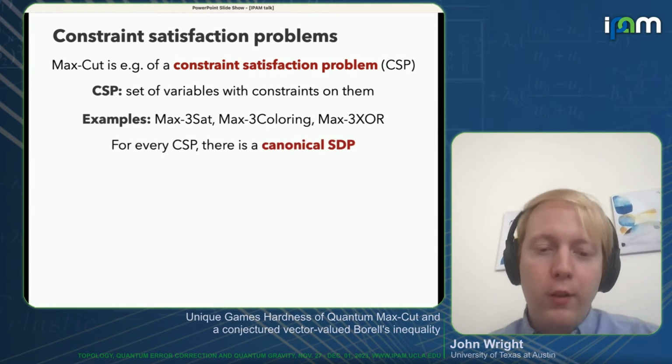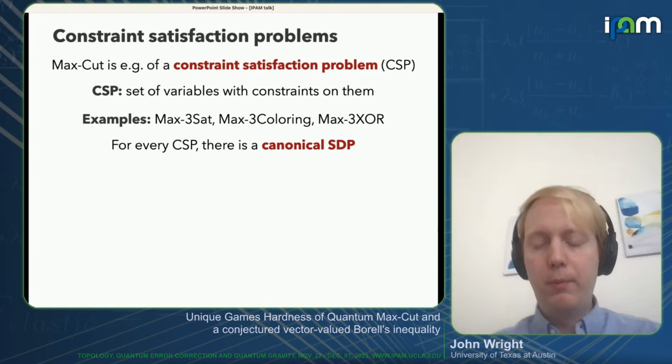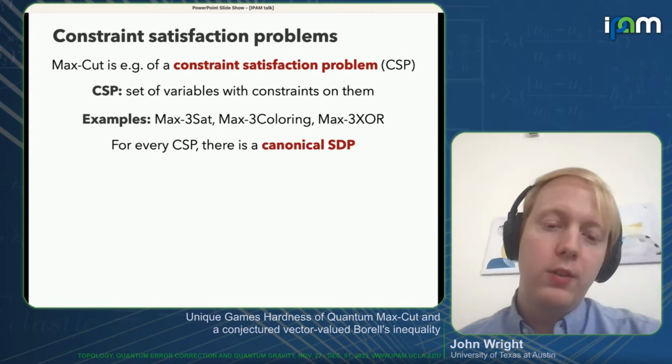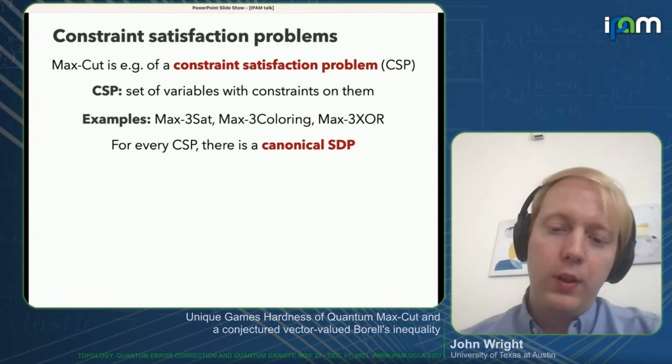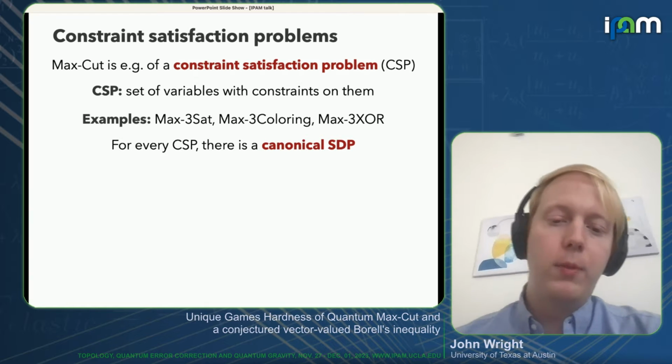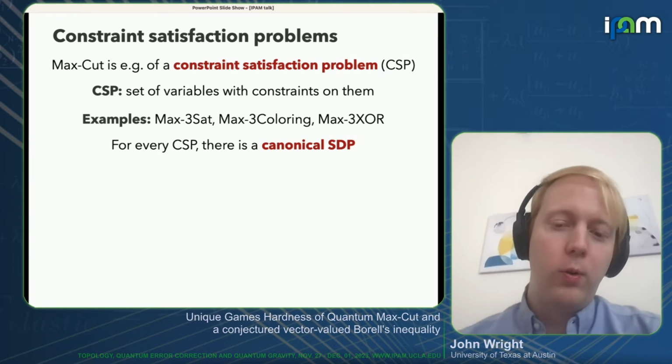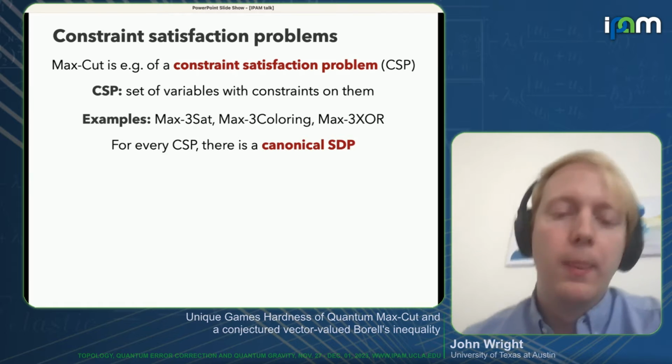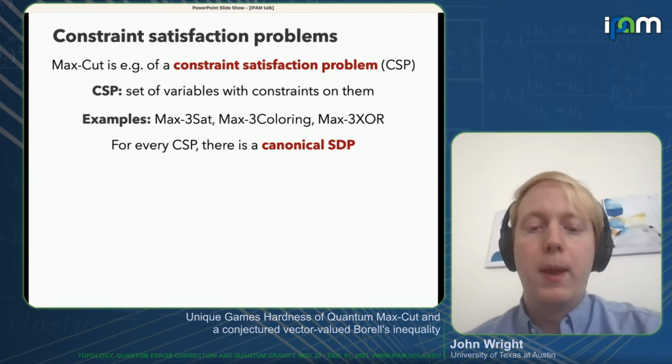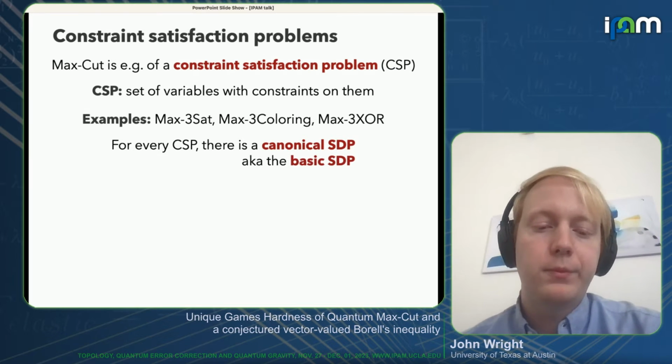Now you might ask, how do you approximate these constraint satisfaction problems? Well, it turns out that for every constraint satisfaction problem, there is a semidefinite programming algorithm that you can run for it. There's a canonical one that everyone likes to use. Sometimes this is also called the basic semidefinite program.